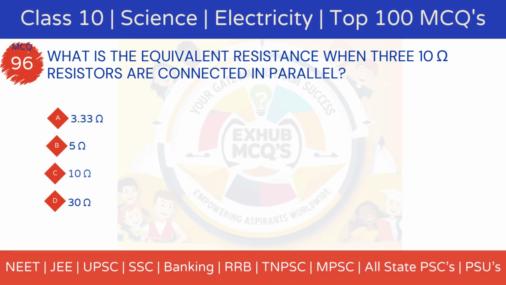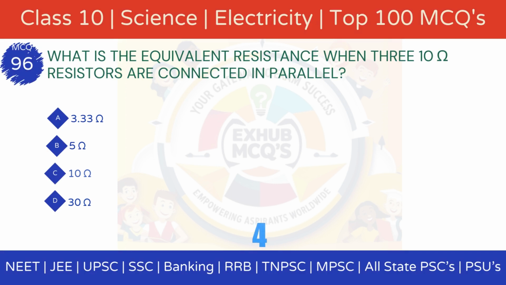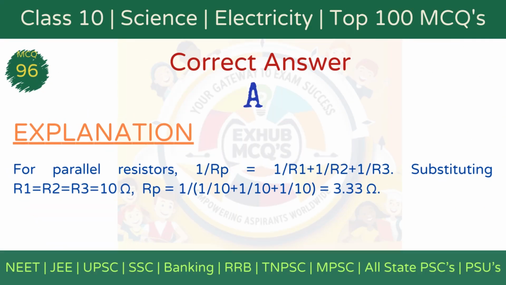MCQ 96. What is the equivalent resistance when three 10-ohm resistors are connected in parallel? Option A, 3.33 ohms. Option B, 5 ohms. Option C, 10 ohms. Option D, 30 ohms. The correct answer is option A, 3.33 ohms.